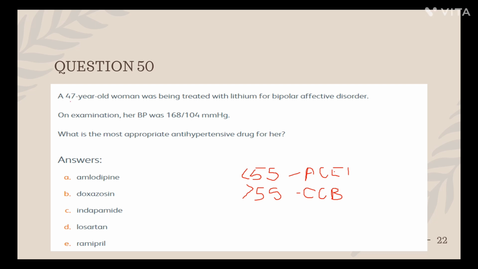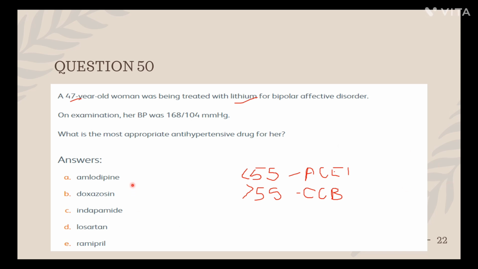Here it is a 47-year-old, but there is a twist. They are asking about lithium, so they are trying to ask which drug is having the least interaction with lithium. If you're giving ACE inhibitors, they all act at the renal level. They all will reduce the excretion of lithium, and there can be lithium toxicity. So you have to choose a drug which has least interaction with lithium and which will not affect the levels of lithium. So that is your calcium channel blocker.